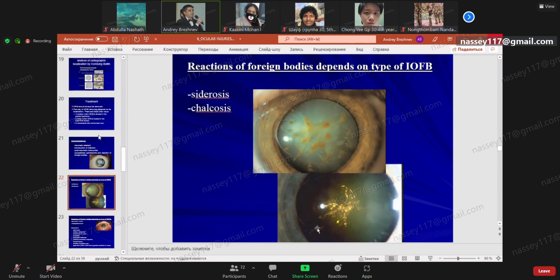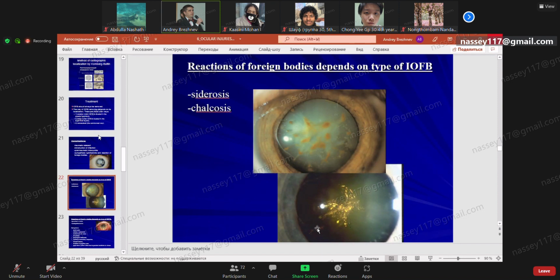Sometimes we can find the presence of the rest of the foreign body in the eyeball. Sometimes we can see only these post-inflammatory toxic changes, but we can't find the foreign body due to its resorption during these electrolytic biochemical processes.